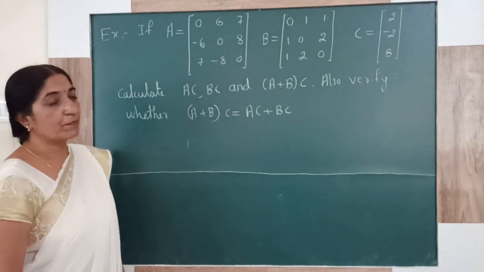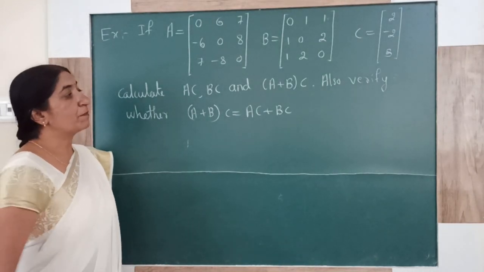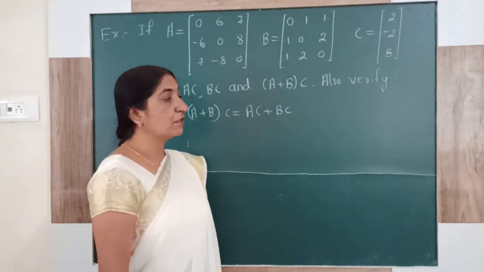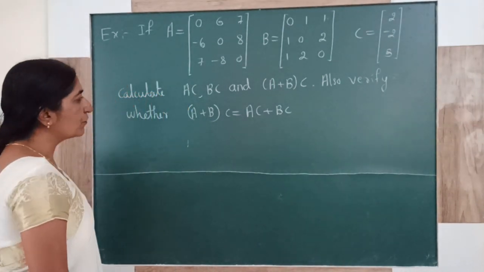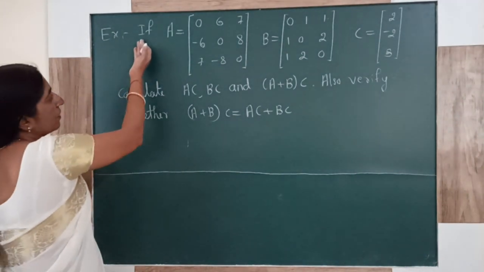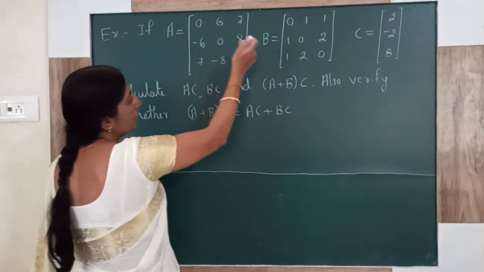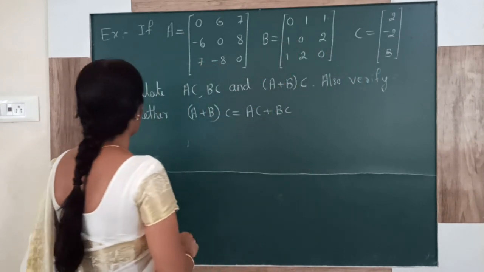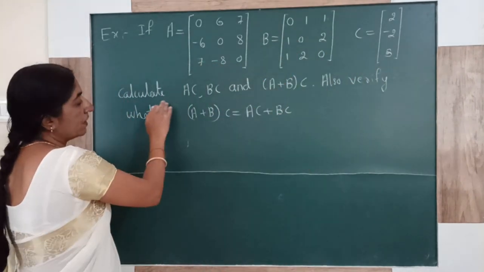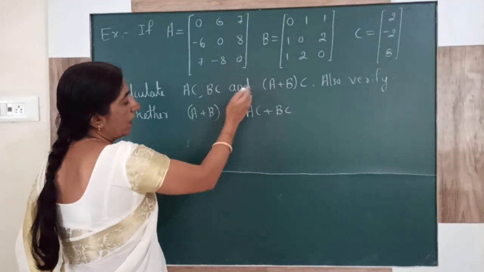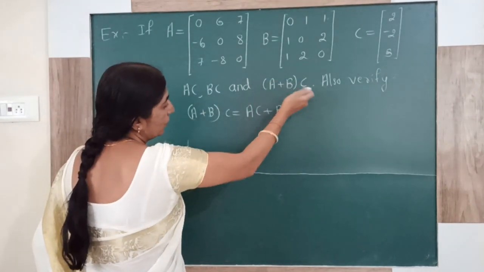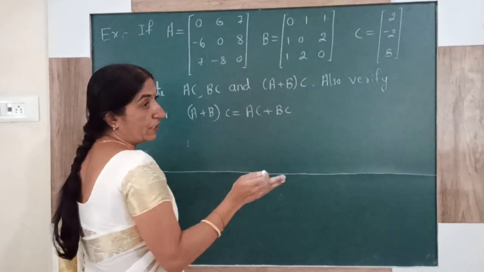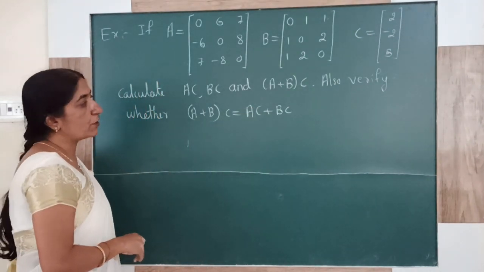So students, we are going for the multiplication of matrices. I hope you are doing those sums. In that, only a little bit different sums we have here. See the question. If A is this matrix, B is this matrix and C is this matrix, the question will be: calculate AC, BC, and A plus B into C. The next part, this is nothing but the distributive law. In the properties of matrices I told.